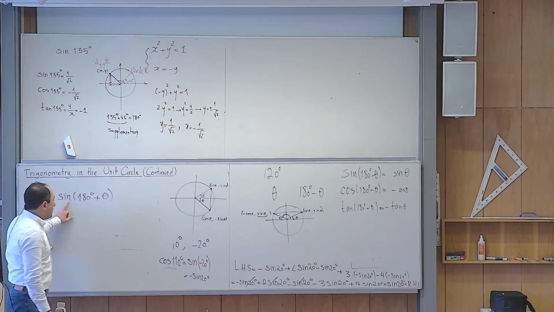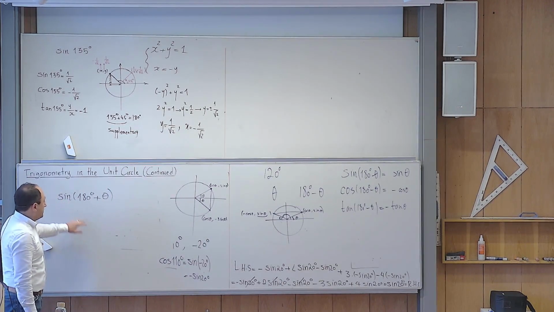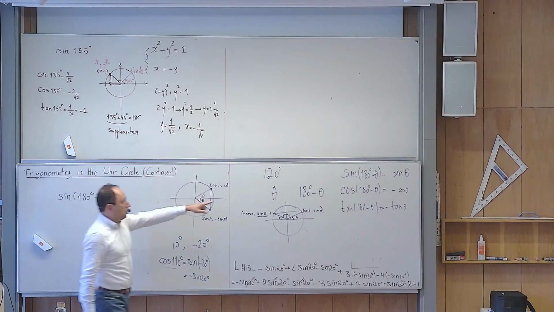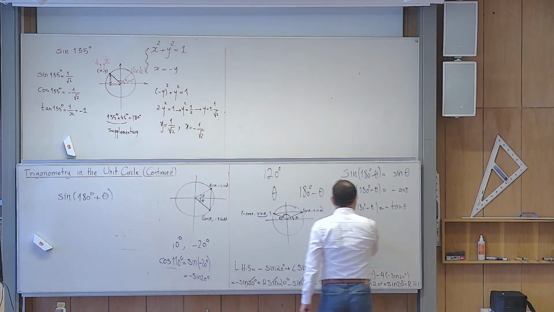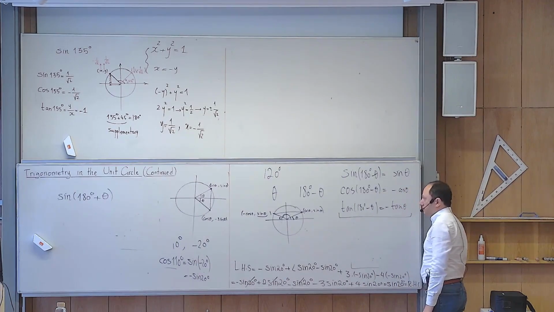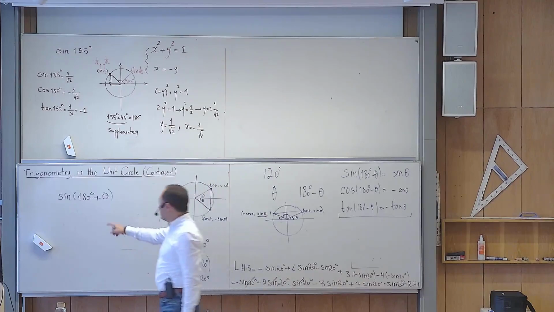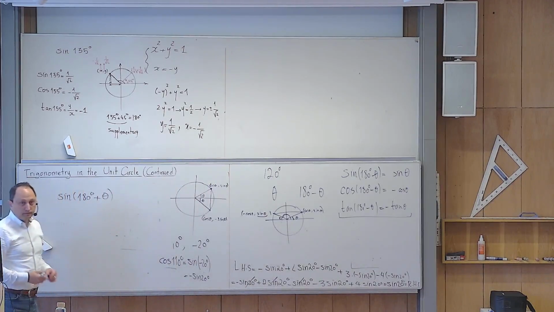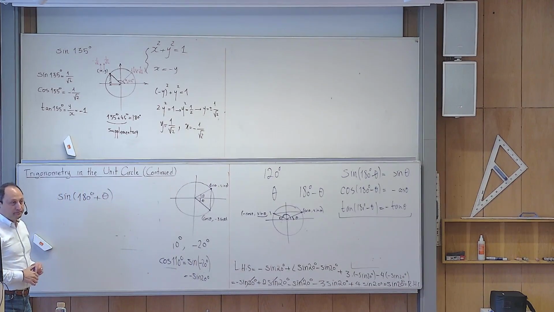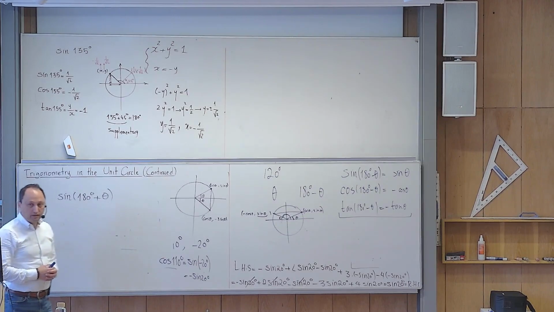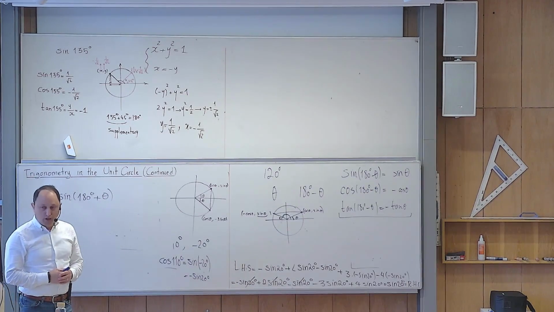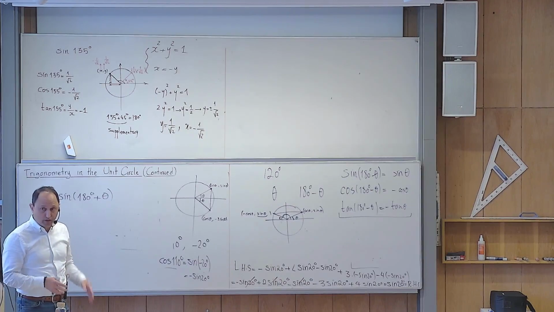How can I use the trigonometry of supplementary angles, and the trigonometry of opposite angles, to say something about this? Isn't it equal to minus sine theta? Why? Using these two ideas, yes?